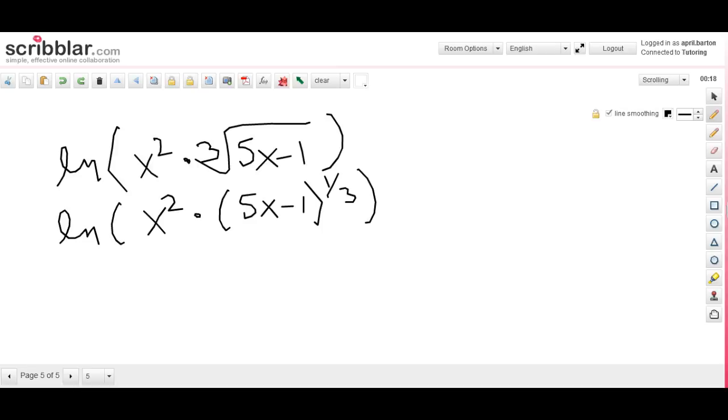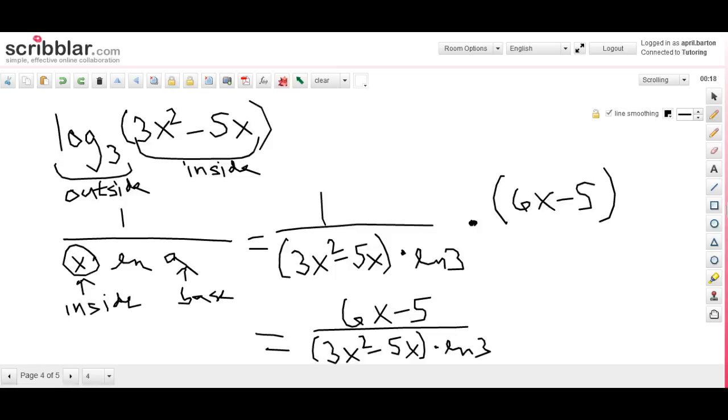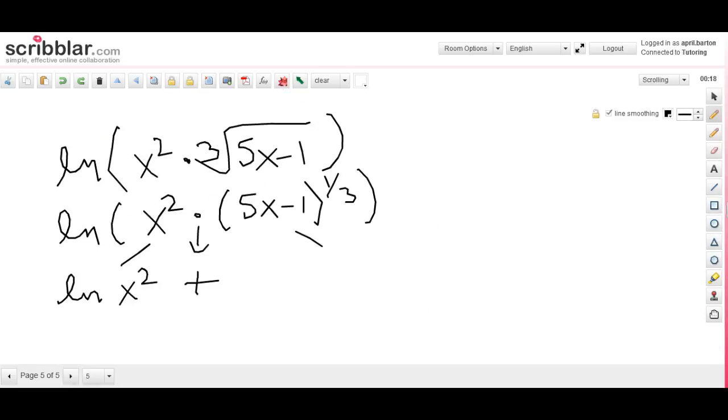The properties of logarithms state that if you have a log or a natural log, it works for either, and inside you're multiplying, you can actually split it into two separate logarithms with a plus sign. The multiply changes to plus. You cannot do this backwards. On this problem, there is a minus. That cannot change. We cannot split this into two separate logarithms. You can only do it if it's multiply or divide. Divide would change to minus. So we have natural log of x squared plus natural log of 5x minus 1 to the 1/3.